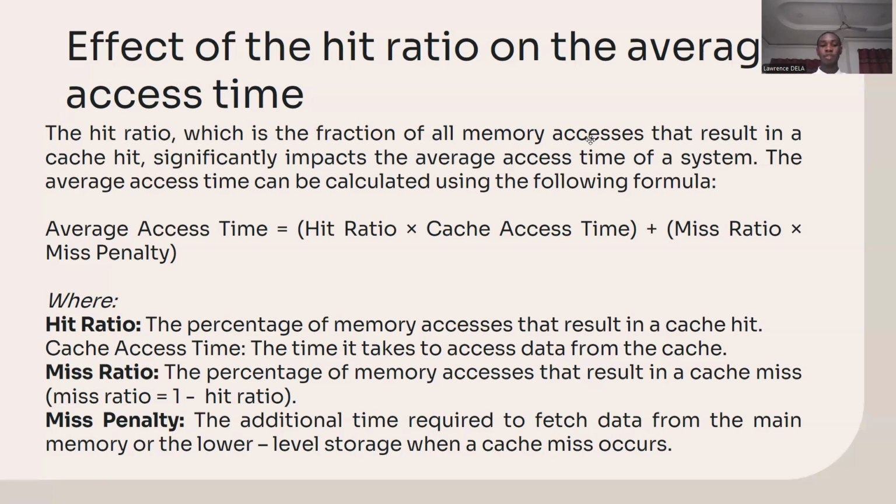Then the miss ratio. The miss ratio is the percentage of memory accesses that result in a cache miss. So miss ratio equals 1 minus hit ratio. Okay, so what is the miss penalty? The miss penalty is the additional time required to fetch data from the main memory or the lower level storage when a cache miss occurs.